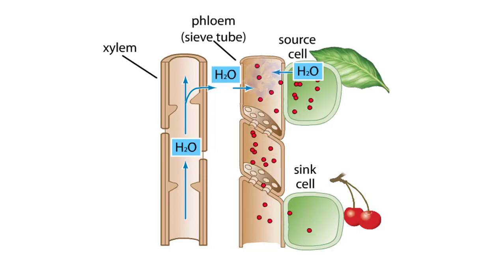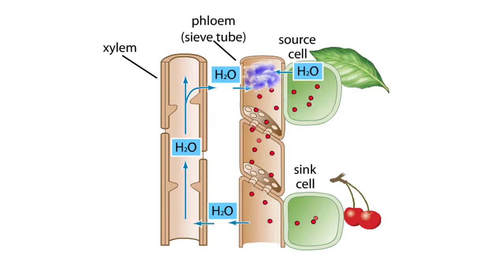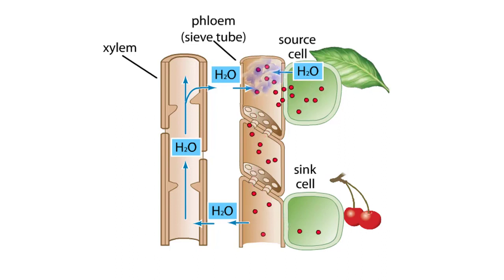The solution passes by sink cells, and these cells take up sucrose. As the sucrose concentration decreases, water flows by osmosis out of the phloem to regions of higher solute concentrations. The loss of water, in turn, decreases the pressure in the phloem and pulls fluid from other, higher pressure regions of the phloem.